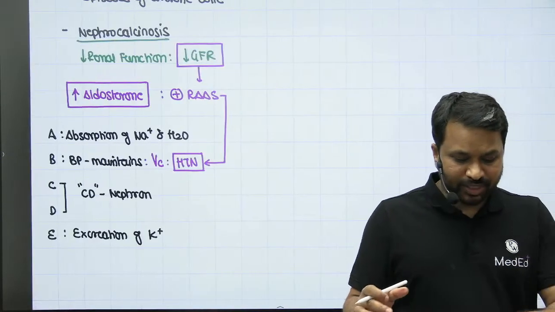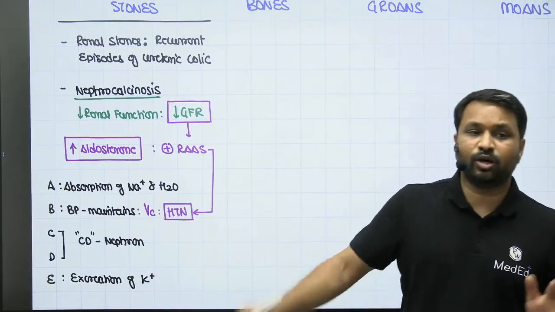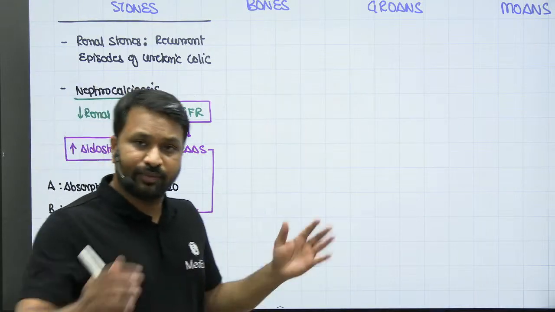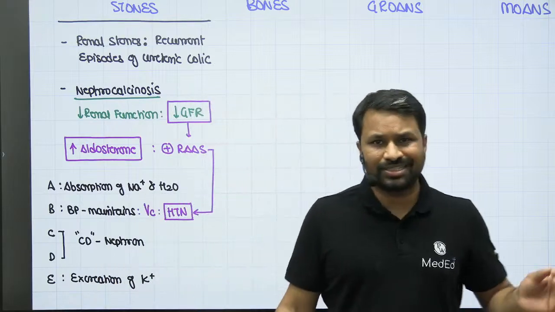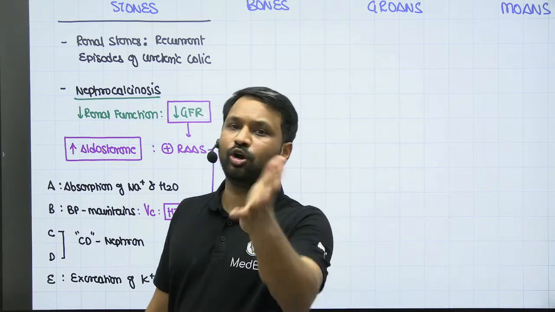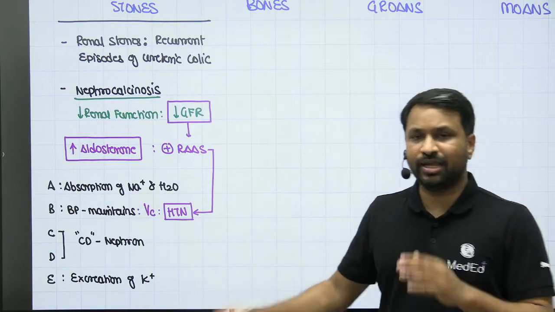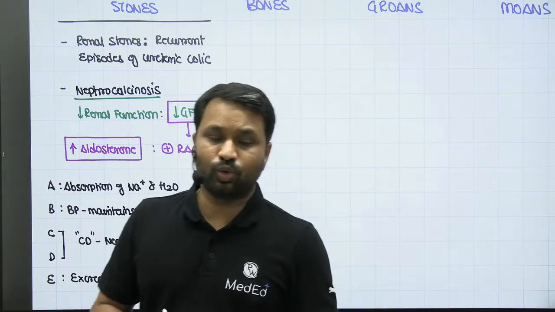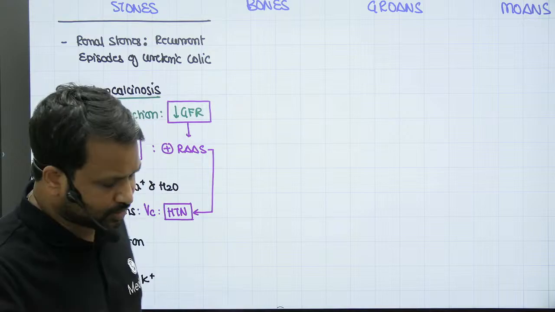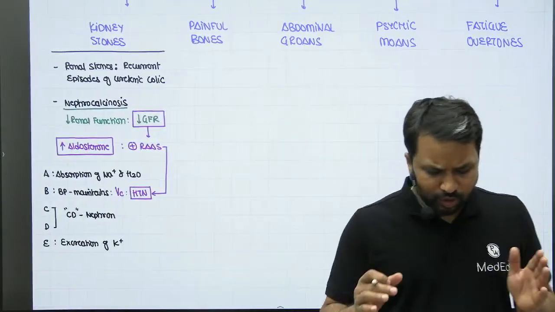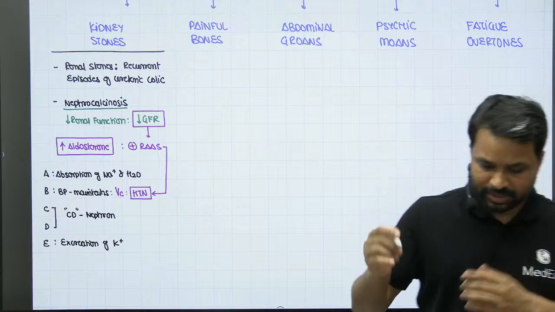So you have a patient who is going to develop recurrent episodes of renal stones, which will present as repeated episodes of ureteric colic. We'll talk in detail in our urology lecture about how a patient with ureteric colic presents. It will cause nephrocalcinosis and damage in the kidney, which will initially present as hypertension, and then renal injuries will be present. So this is how a patient with kidney stones is going to present to us, right?